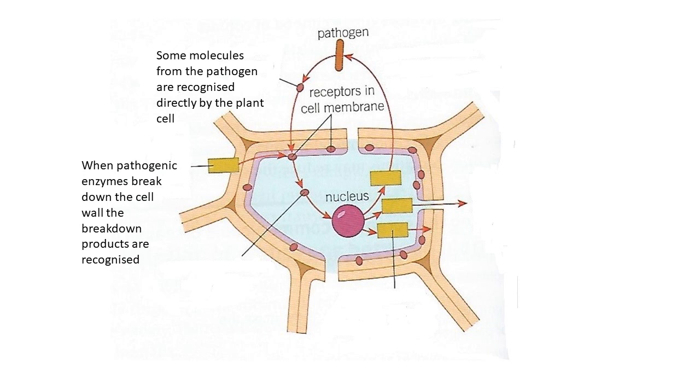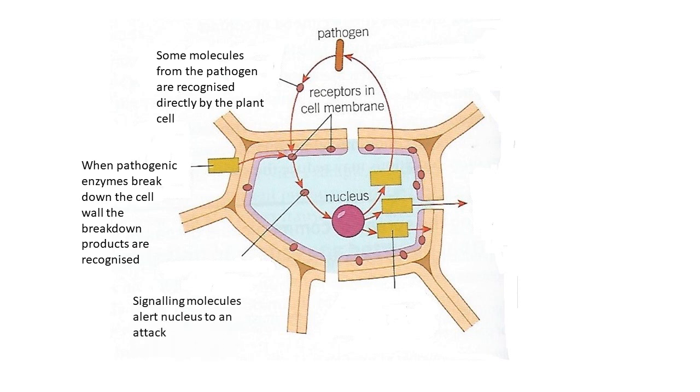Sometimes, when the pathogen tries to get in, it tries to actually digest its way into cells, and from doing that it can produce breakdown products of that process, and that can also be detected by the plant cell. So the plant cell can detect the toxins and the breakdown products of an invasion.